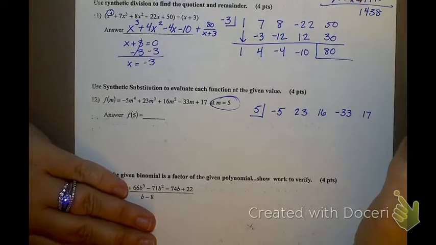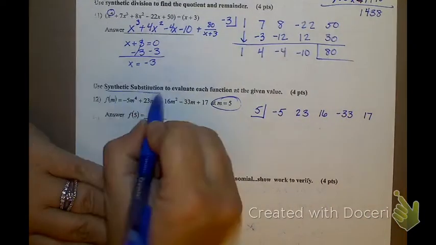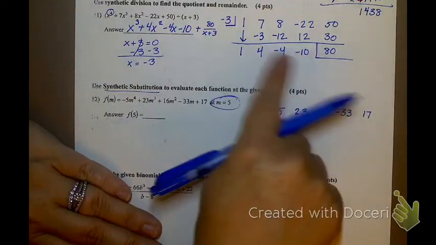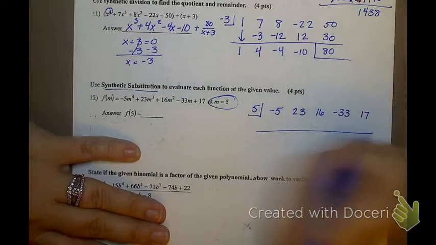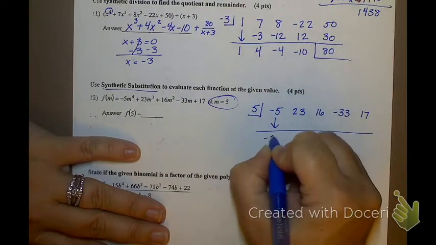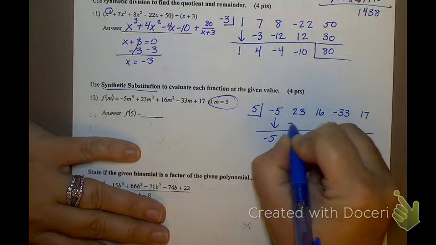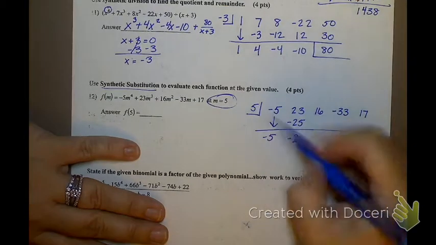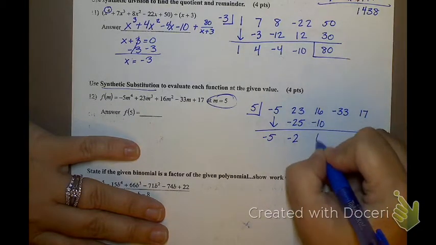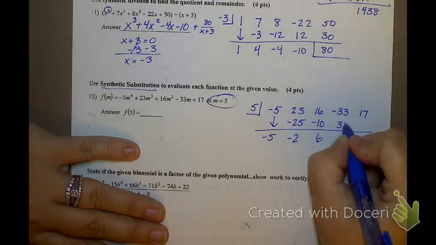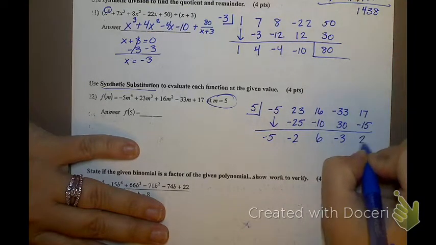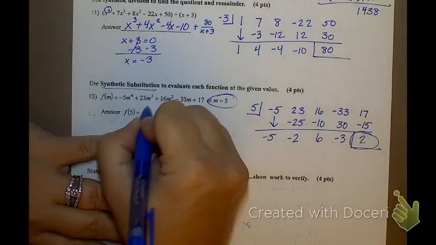And I'm using synthetic division, but it says to use synthetic substitution. What's the difference? The answer is just going to be the remainder. It's just going to be that last number. It's not going to be the whole polynomial. So, bring down the -5. 5 times -5 is? That's going to give me -2, -10, 6, 30, -3, -15, and 2. My remainder is 2, therefore my answer is 2.